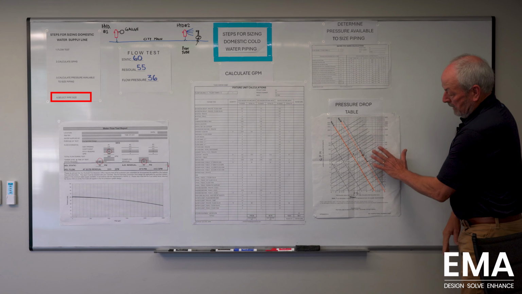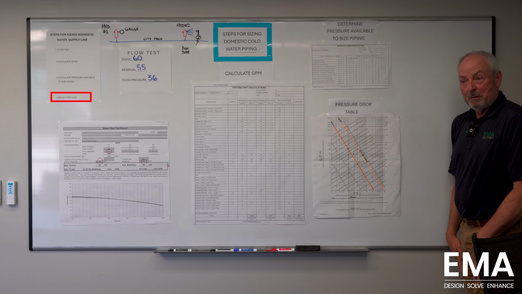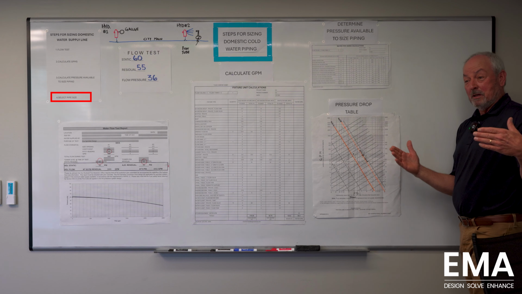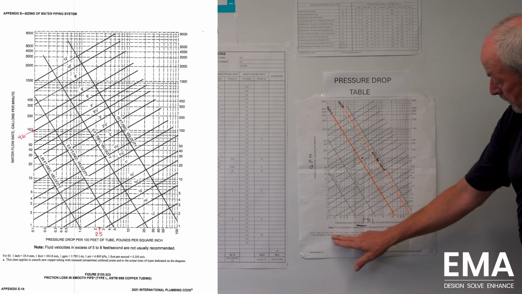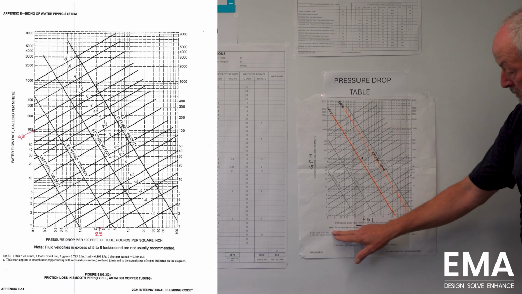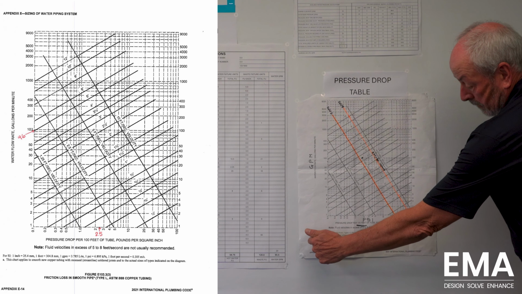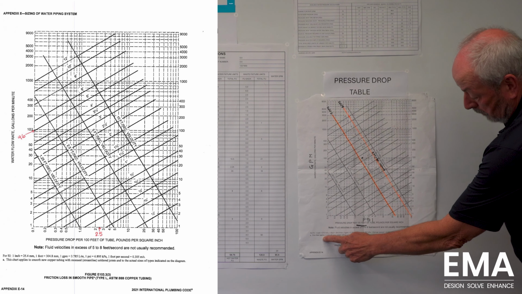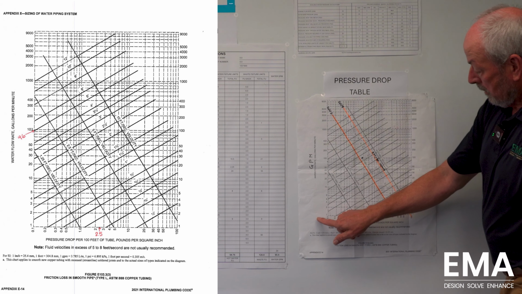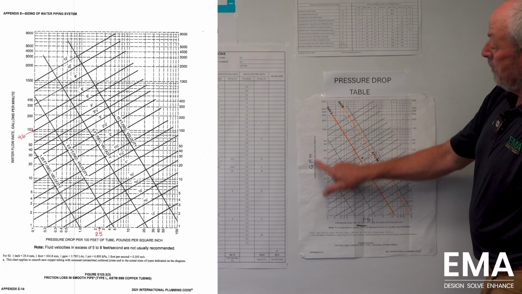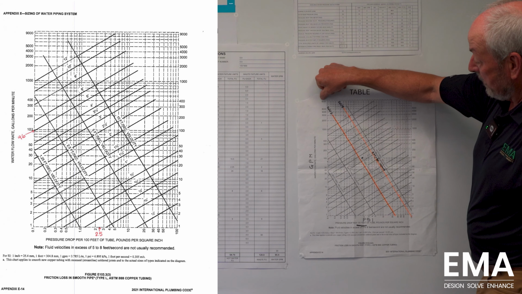And this table has a lot of lines on it. It can be very confusing if someone doesn't explain it to you. On this side we've got GPM, and on this side we have PSI drop. As you go from left to right, your pressure drop per 100 foot goes up. GPM runs from 0 up to, on this table, 9,000.